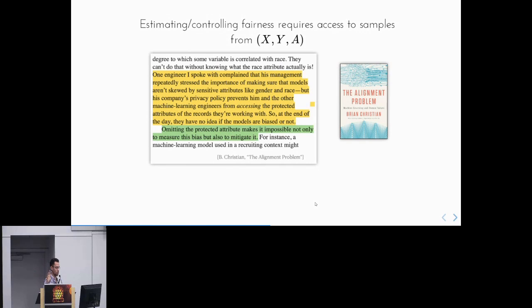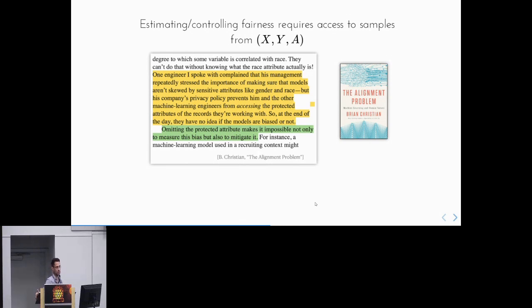Here is a little quote from Brian Christian's book, The Alignment Problem. I'll just read it out for you. One engineer that I spoke with complained that his management repeatedly stressed the importance of making sure that the models aren't skewed by sensitive attributes like gender and race, but his company's privacy policy prevented him and the others from accessing the protected attributes of the records that they're working with. So in the end of the day, they have no idea if the models are biased or not. Omitting the protected attributes makes it impossible not only to measure the bias, but also to mitigate it.